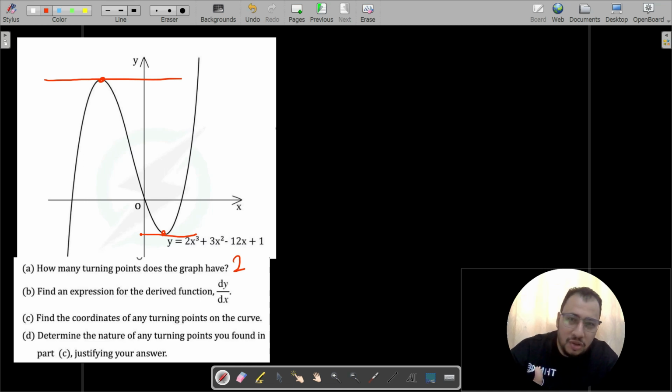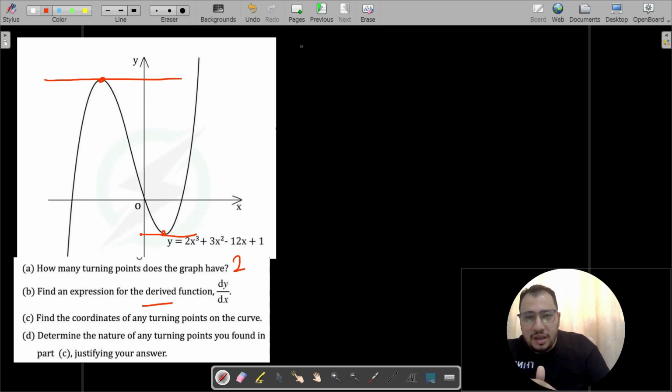If he is telling you gradient equals 5, you get the derivative and make it equal 5. If he is telling you that it's tangent here, I will tell you now how to deal with that. Find an expression for the derived function. So simply here in question B, let's find the derivative, dy by dx.